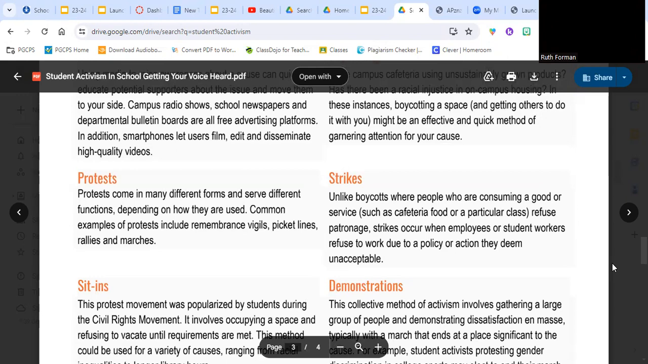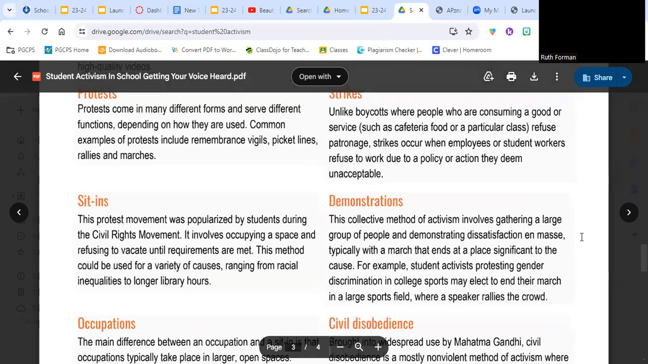Protests. Protests come in many different forms and serve different functions depending on how they are used. Common examples of protests include remembrance vigils, picket lines, rallies, and marches.